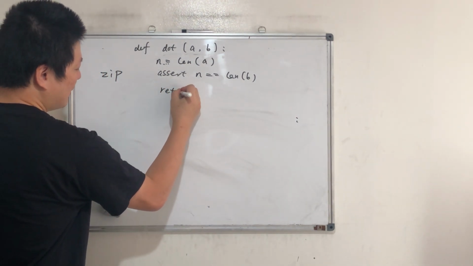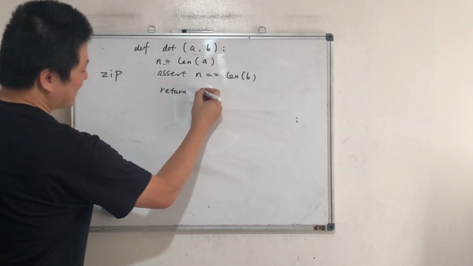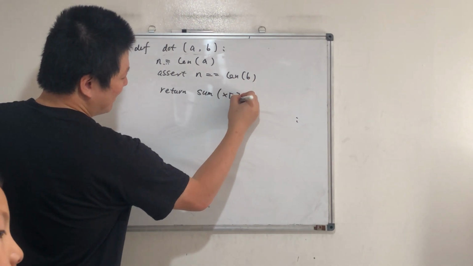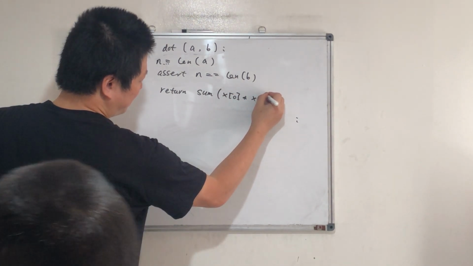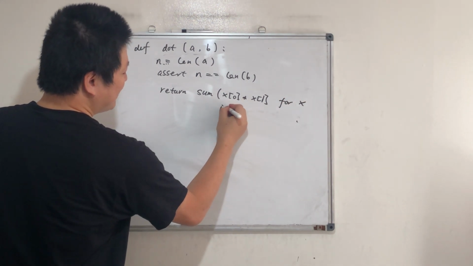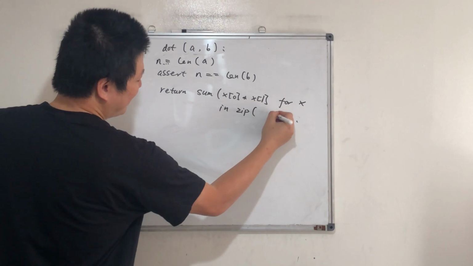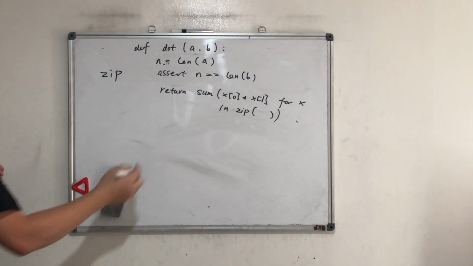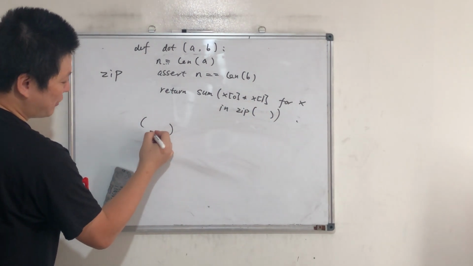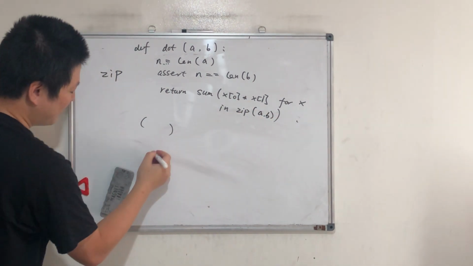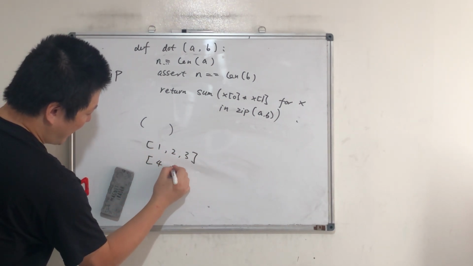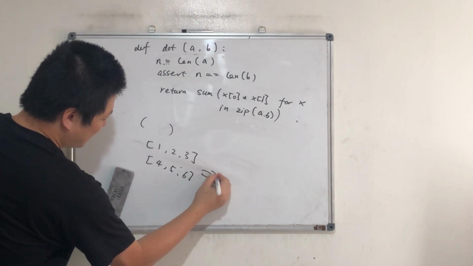So we can do what? Return what? We can just do this. Sum, okay, sum what? x0 times x1 for x in zip. What? Come on, you can guess. What's x? x is a tuple. Look, zip AB. Look, 1, 2, 3, and then if I zip with 4, 5, 6, what do we get?